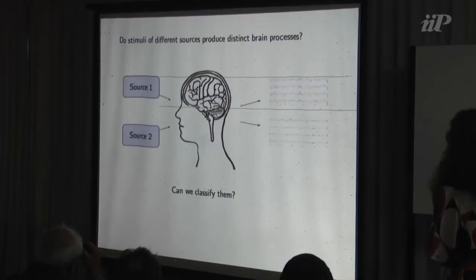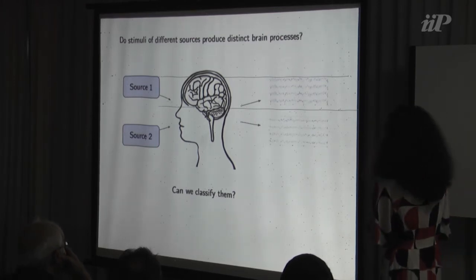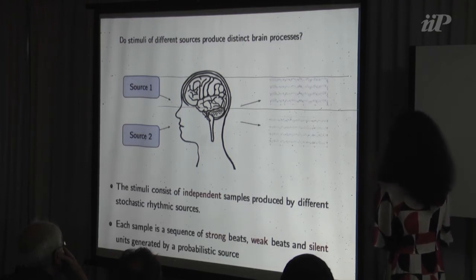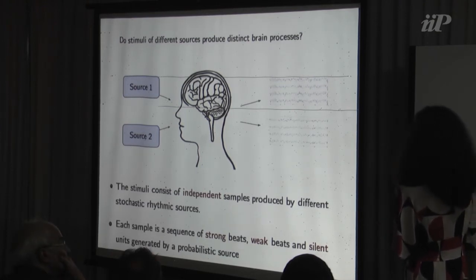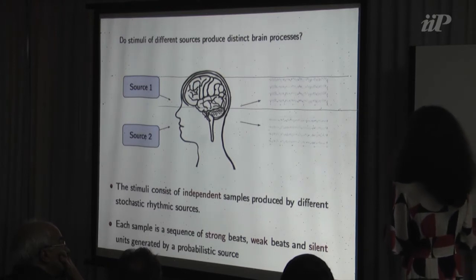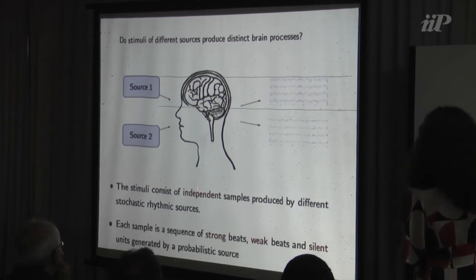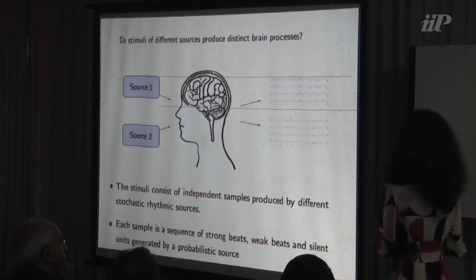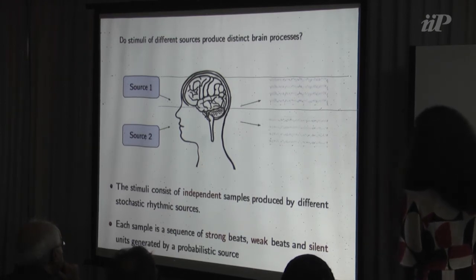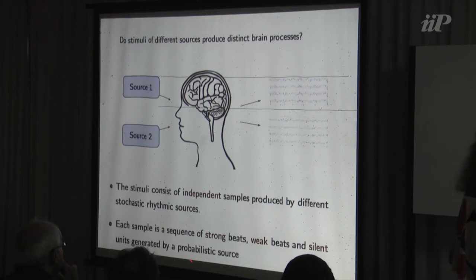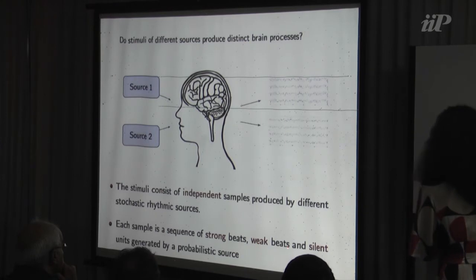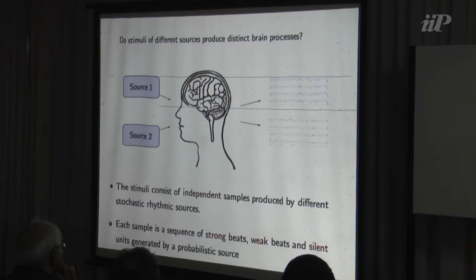We started thinking in terms of which kind of structure we could use. By employing these sequences, in fact, what we called vowel, samba, and independent. The stimuli consist of independent samples produced by distinct stochastic rhythmic sources. And the sample was a sequence of strong beats, weak beats, and silent units generated by a probabilistic source. I'll show you the stimuli.